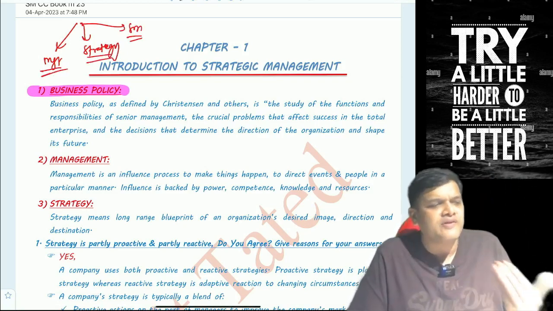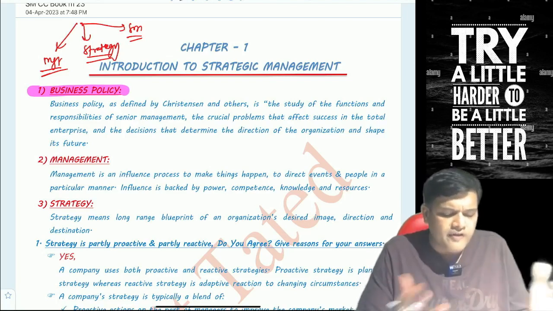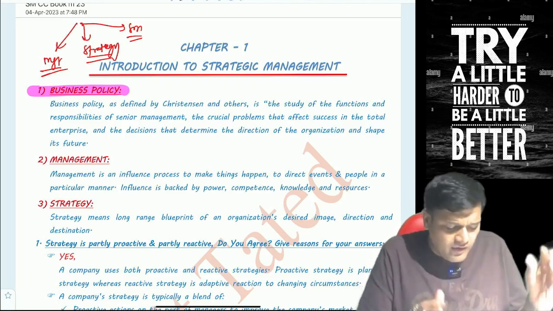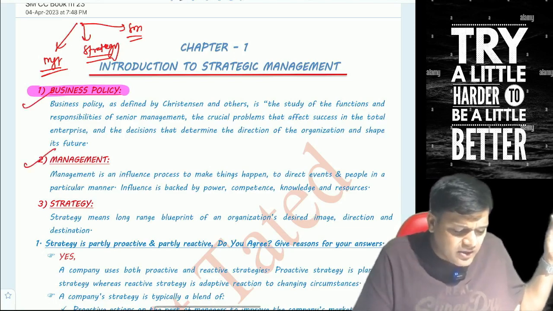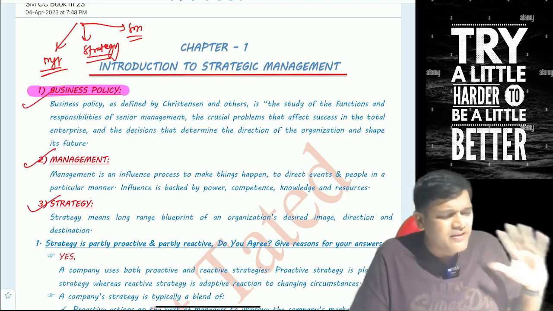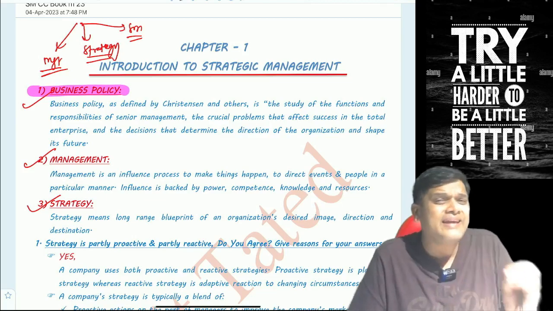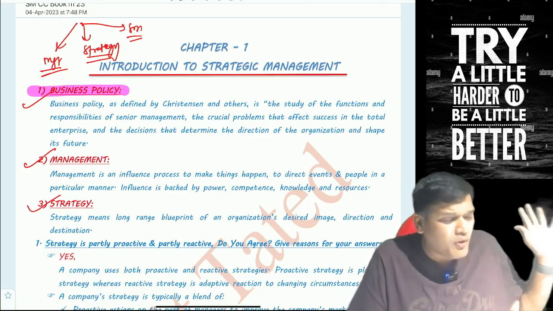The first concept goes with business policy. What is a business policy? Right now, in the first, second and third points, I'm discussing definitions with you, but you are not required to remember anything about the definition as it is, at least from these three points.